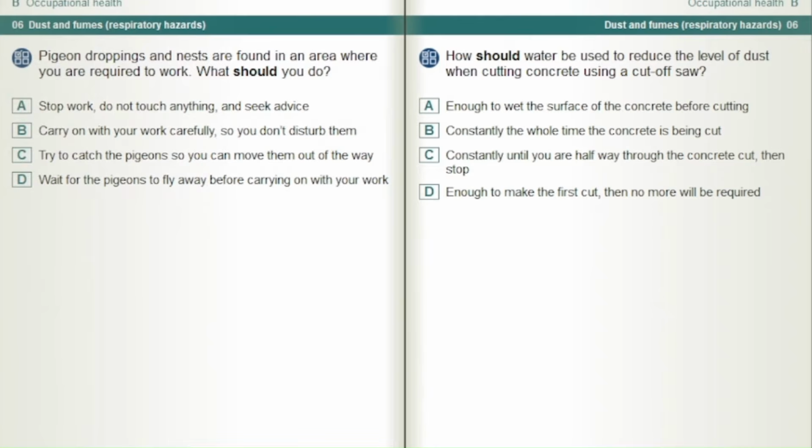Pigeon droppings and nests are found in an area where you are required to work. What should you do? Stop work, do not touch anything and seek advice. Carry on with your work carefully so you don't disturb them. Try to catch the pigeons so you can move them out of the way. Wait for the pigeons to fly away before carrying on with your work.